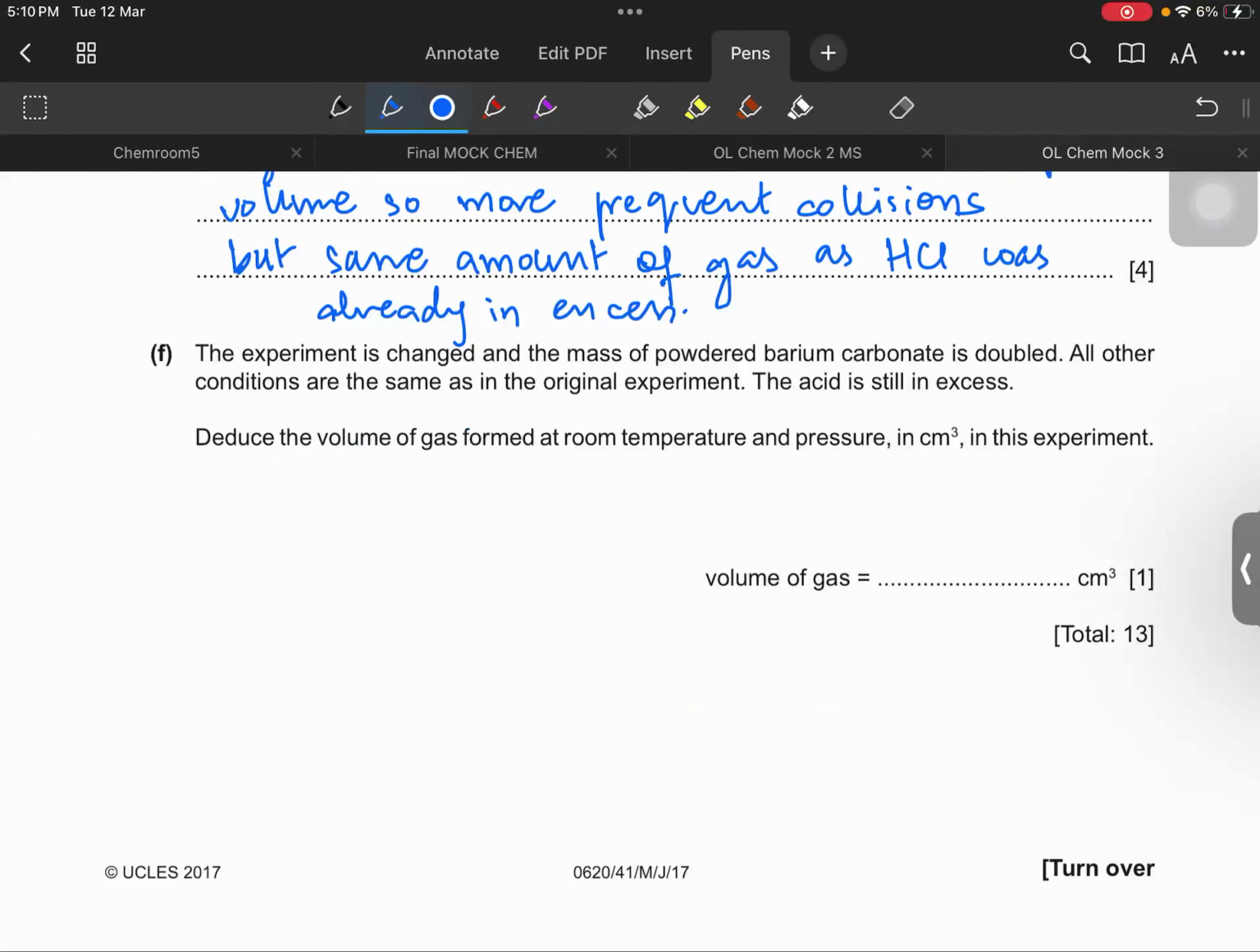The experiment is changed and the mass of powdered barium carbonate is doubled. All other conditions are the same. The acid is still in excess. What is the volume of gas formed at room temperature? It will double. Yes, because barium carbonate was the limiting reactant. If the moles of limiting reactant are doubled, the product is also doubled.